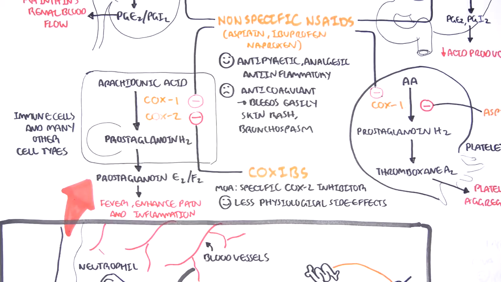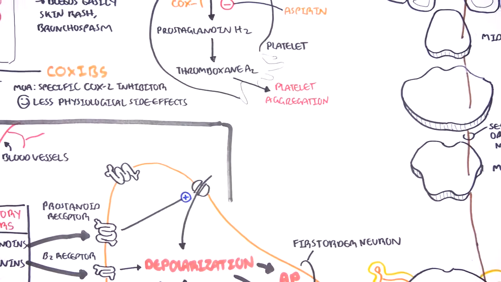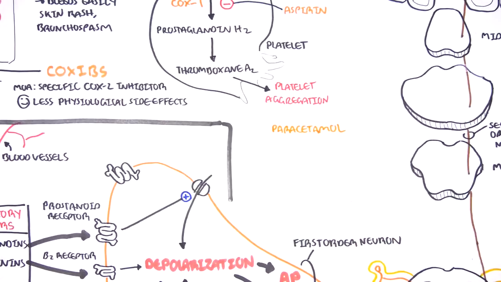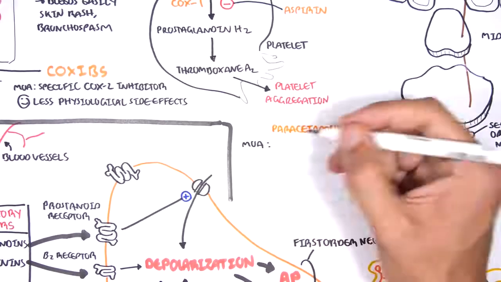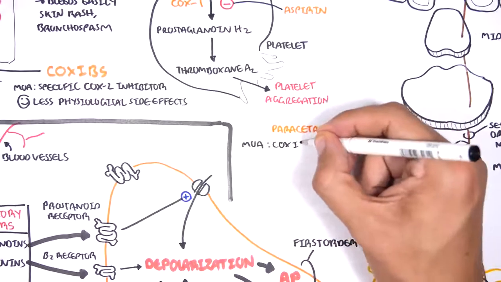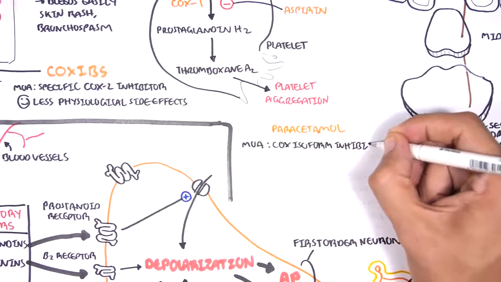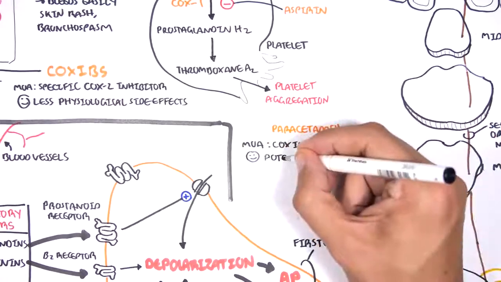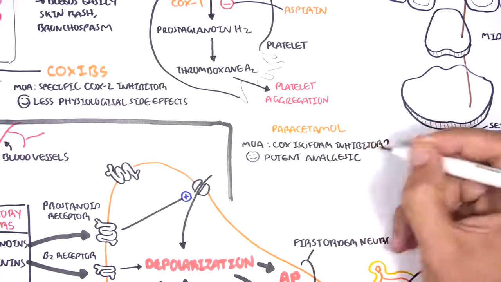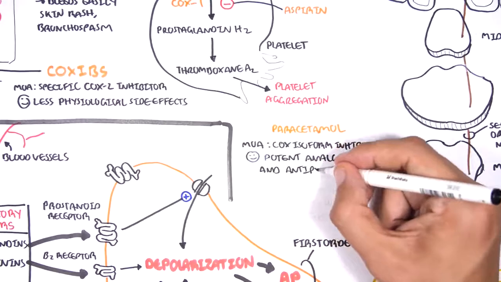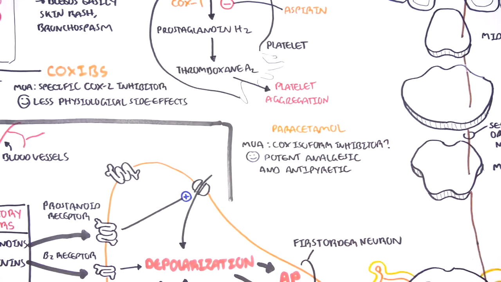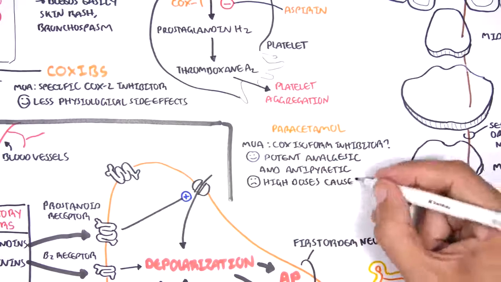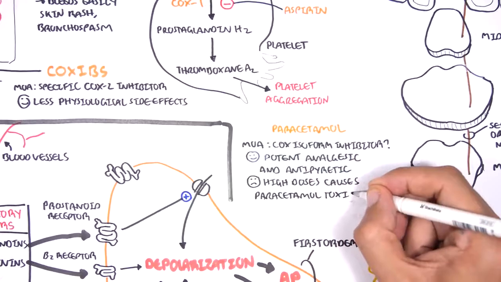Another very common drug is paracetamol, or you may know it as Panadol. It's thought to elicit its mechanism of action in a similar way. However, it is unclear how it actually works, but potentially it inhibits an isoform of the COX enzyme. It is a potent analgesic and antipyretic, but has no anti-inflammatory role. Important to note that high doses of paracetamol can lead to liver toxicity.